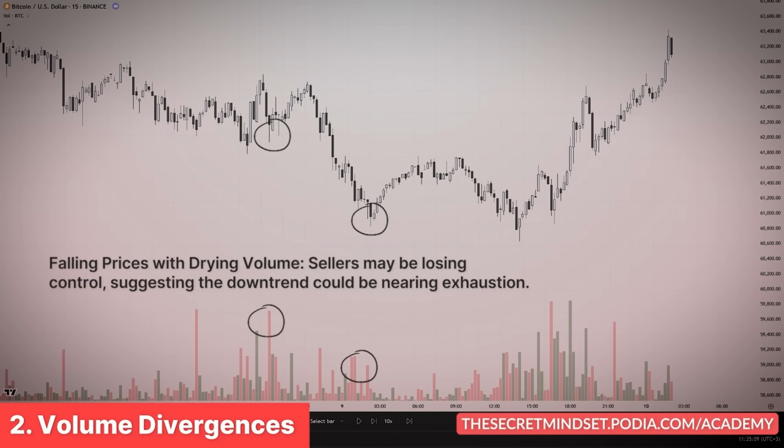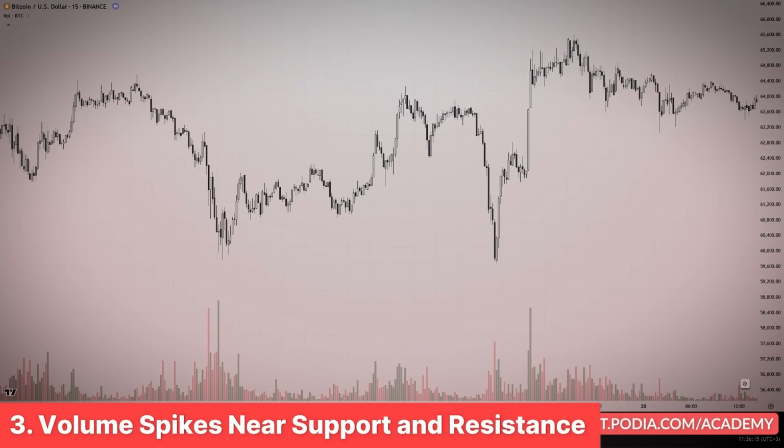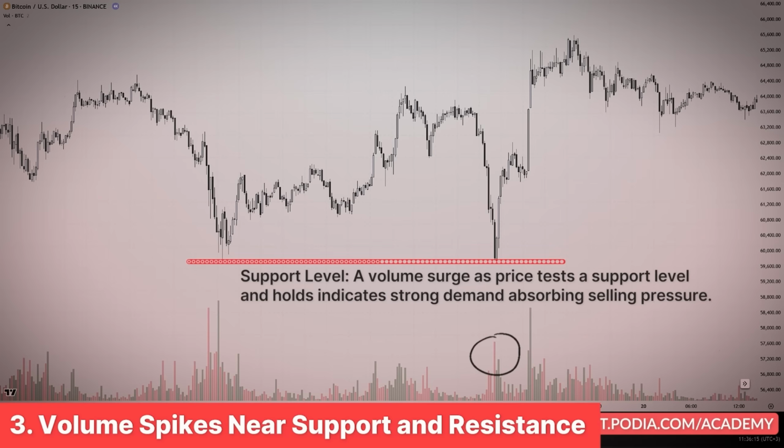The downtrend could be nearing exhaustion. Look for volume spikes near support and resistance. Major players often show their hand at key levels. If there's a volume surge as price tests a support level and holds, that's often a sign of strong demand absorbing the selling pressure. The support is likely to hold.